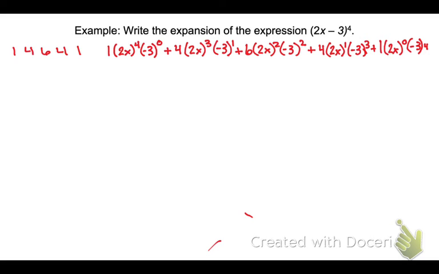Okay, so negative 3 to the 0 is what? 1. Okay, so 1 times 1 times what it is, right? So I need 2 to the 4th, 16. So I have 16x to the 4th plus, well, it's going to be 8, right? And then negative 3. So negative 3 times 4 is negative 12, right? And 12 times 8 is 96.